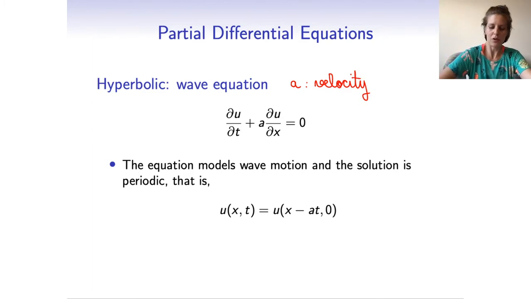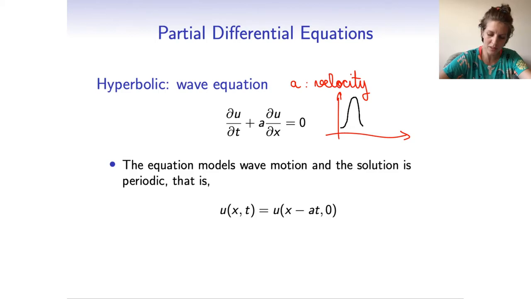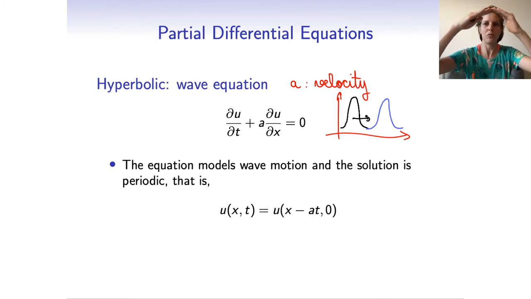So the behavior of this function: if we have as initial condition some function like this, the function would move with velocity a in this domain. The initial function wouldn't change its shape, whereas the diffusion would make something like this.